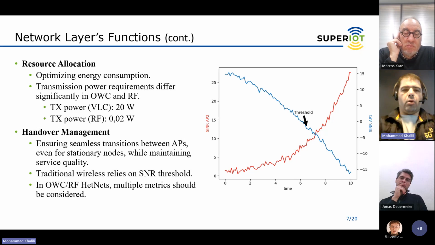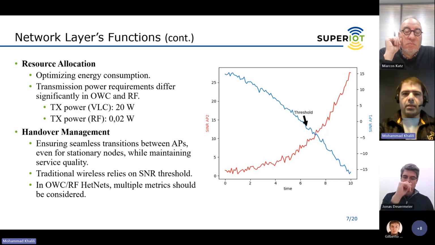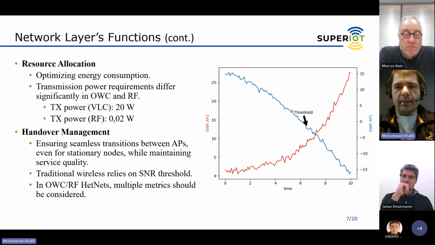But here in hybrid optical radio networks, we should consider multiple metrics, and the SINR properties of optical access points, radio access points, and hybrid optical radio access points are totally different, and the node should decide which access point it should be connected to. Also, if the nodes have the capability of multi-connectivity, the problem is more complex.